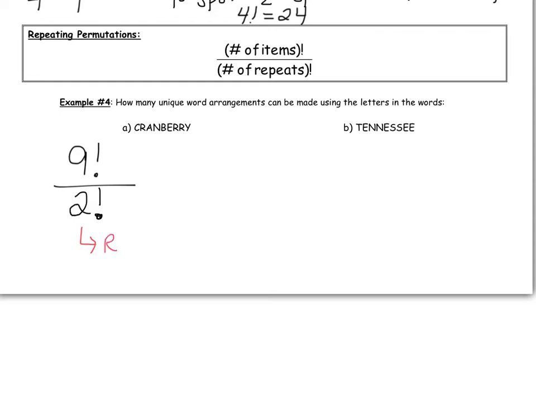There are 2 R's. So if the word, say, was think, like we did before, T-H-I-N-K, none of the letters repeat. So if I want to figure out how many 5-letter arrangements, because there are 1, 2, 3, 4, 5, I would just do 5 factorial. And I wouldn't have to divide out by anything.